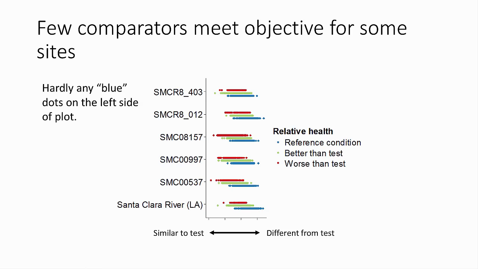There were a few sites where you just didn't really have a lot of comparators meeting your objectives. So in other words, all those blue dots start fairly far to the right on these plots. These might represent regions, certain types of streams, that have been so pervasively altered that you generally don't observe streams in similar good condition. These might be the large, low elevation, sandy bottom streams in Southern California.